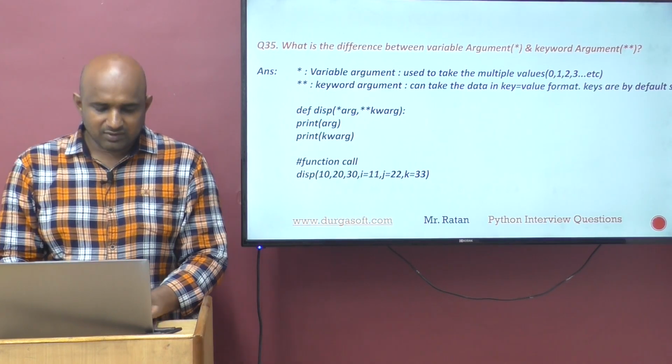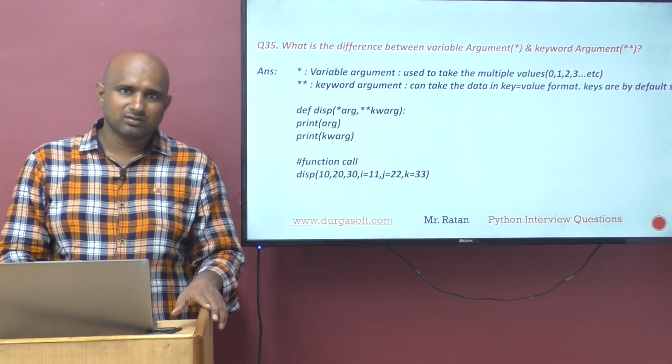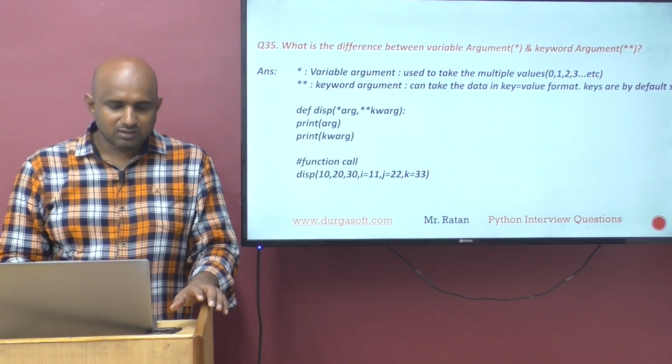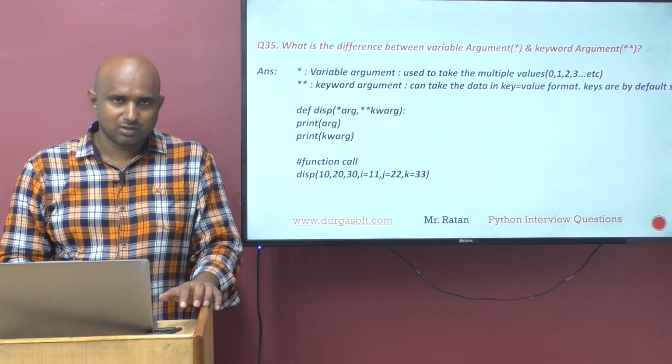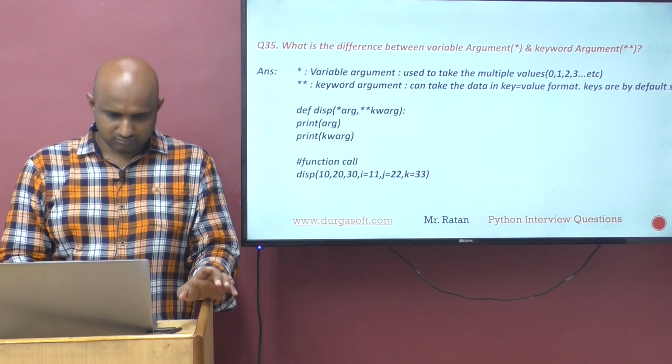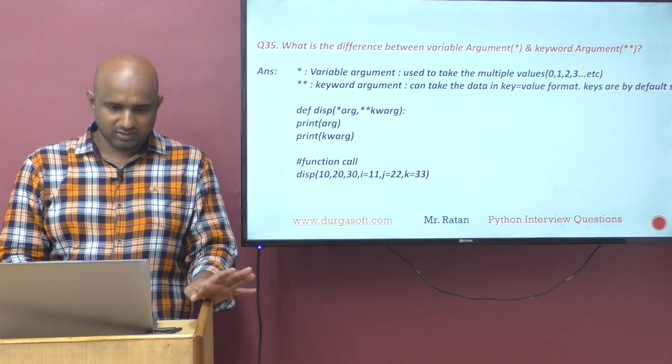Guys, star represents the variable argument. So while taking the arguments, star represents a variable argument. Double star represents a keyword argument. Because star means variable argument, double star represents keyword argument, right?